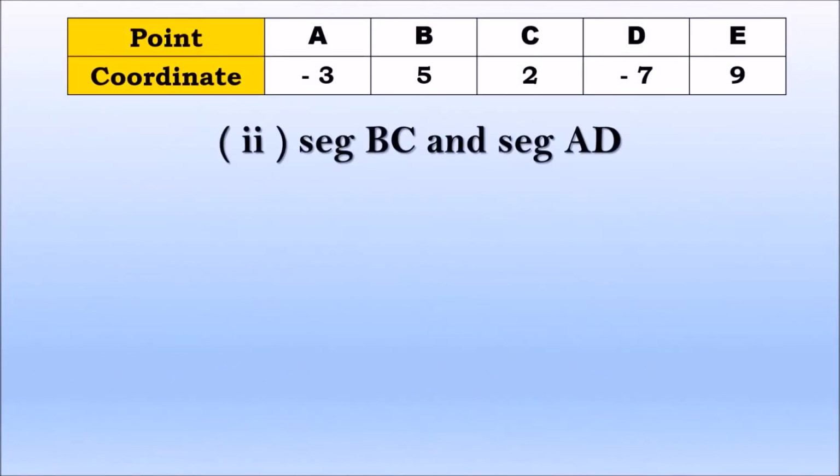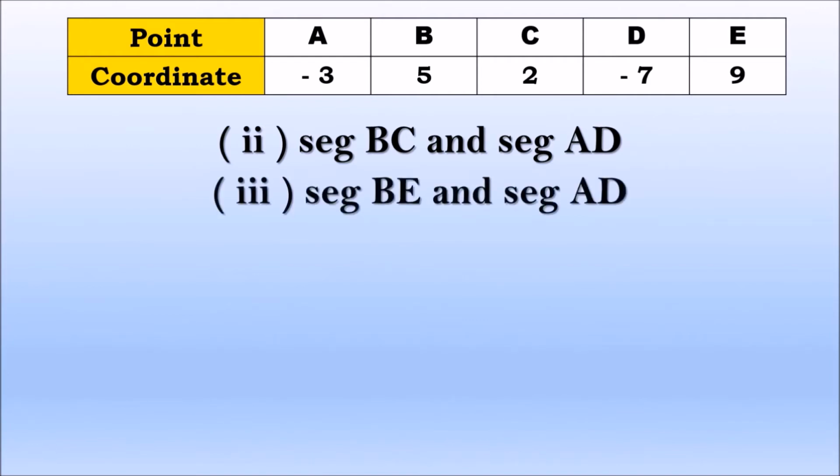Now here we have question number 2, seg BC and seg AD. Here also we have to check whether they are congruent or not. This question you will try on your own. Now we have the next question, question number 3, that is seg BE and seg AD. We have to check whether they are congruent or not. So what to do? You just need to find the length of both the segments using the distance formula. If the lengths of both the segments are equal, then they are congruent. Otherwise they are not congruent.